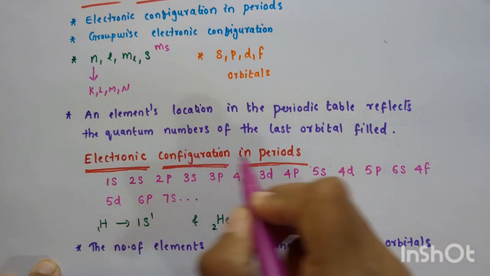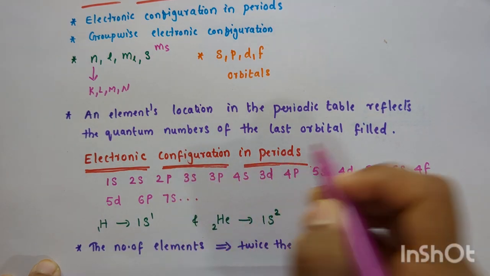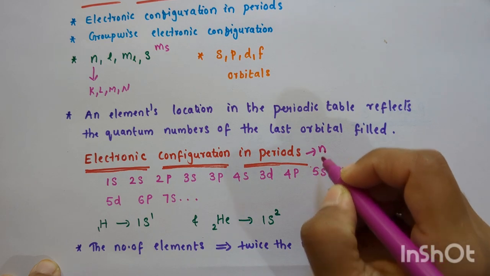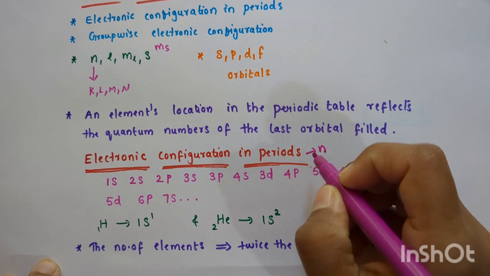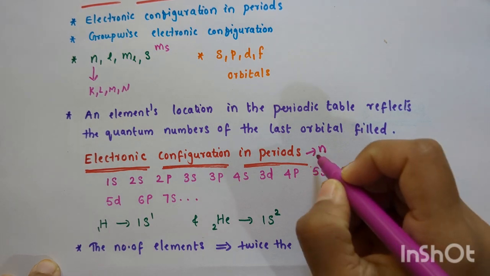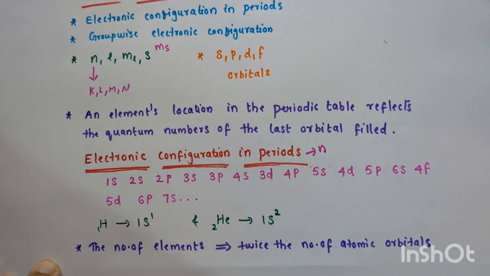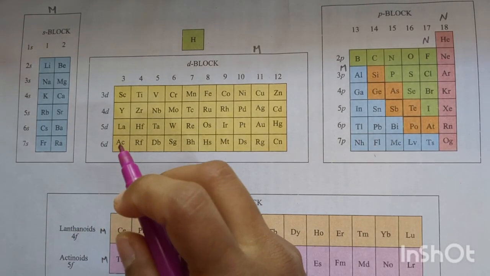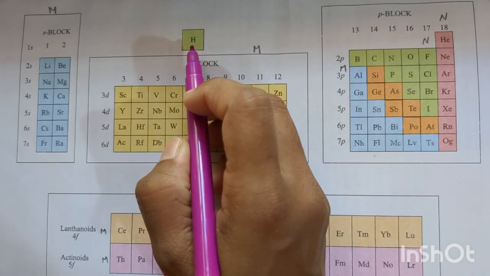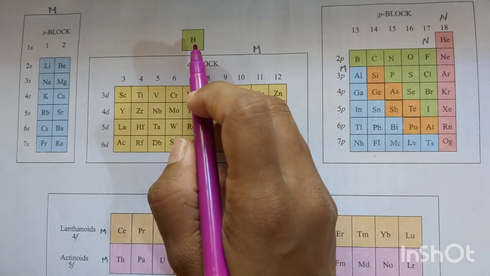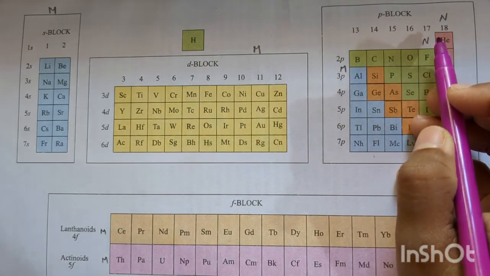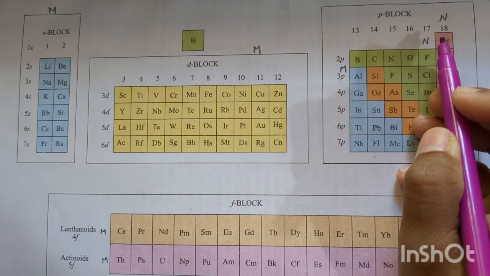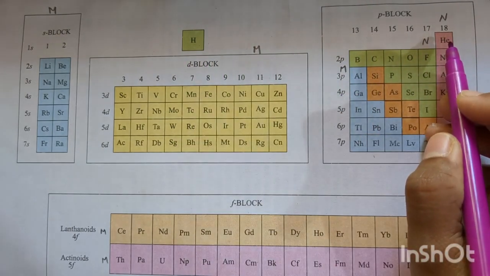The period indicates the value of the principal quantum number n for the outermost shell, or the valence shell. When we consider the elements in the first period, we have only two elements, hydrogen and helium. Hydrogen has atomic number 1, and helium has atomic number 2.